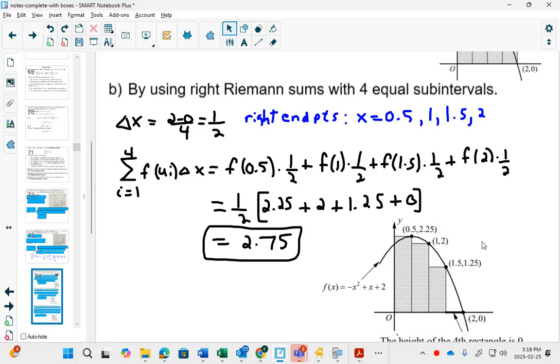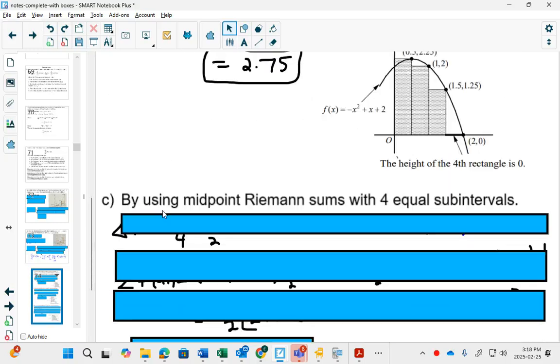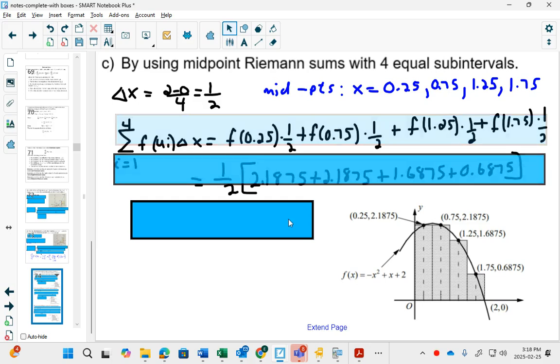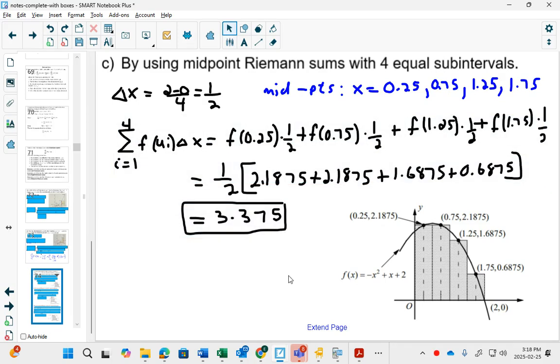And it's not necessarily that the left or the right or the midpoint one's always the best. So far it looks like the midpoint ones have been winning, but that's not necessarily the case. Can I move down to the midpoint one? So now we're using the midpoints. 3.375.